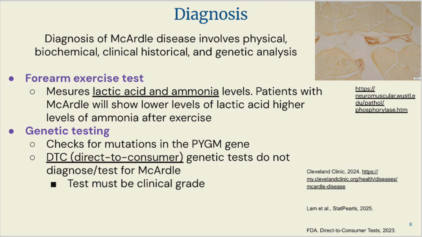And then for genetic testing, you need to get clinical grade tests that check for mutations in the PYGM gene. DTC tests, or direct-to-consumer genetic tests, do not diagnose or test for McArdle. Those types of tests are the ones you can buy online or in stores, like 23andMe, for example. But it's important to know that if you're trying to diagnose McArdle, those tests are not clinical grade, and they will not give you that diagnosis.